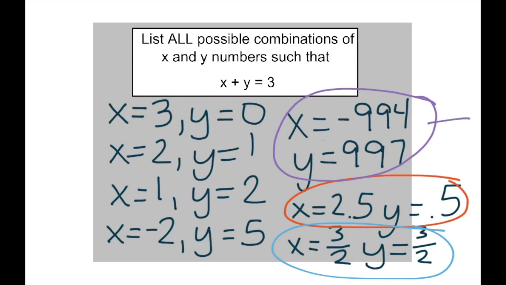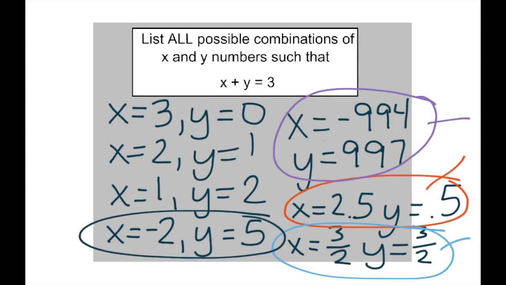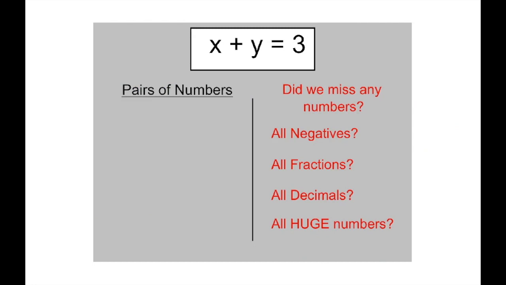I only had one example of decimals. I only had one example of fractions. Do you think there's other big numbers, fractions, decimals? How about I only had one example of positives and negatives that would add up to 3? Do you think there's a lot more numbers that would add up to 3? Hopefully right now you're saying to yourself, well, yeah. So our question now is, how do we show all the numbers that add up to 3?